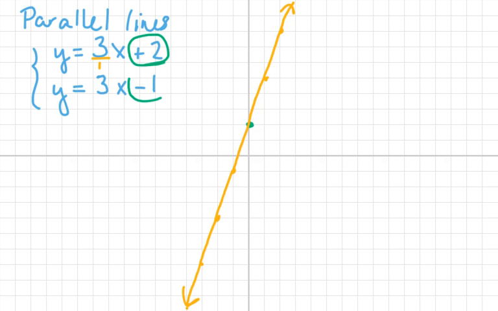So my y-intercept is negative 1. My slope is 3, so I'm going to go up 3 over 1. And I continue that pattern, up 3 over 1. And I go in the opposite direction as well. Down 3 and left 1. Down 3 and left 1. So that gives me enough information there. Connect the points with a straight edge.